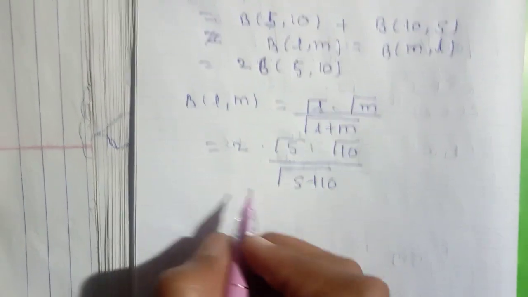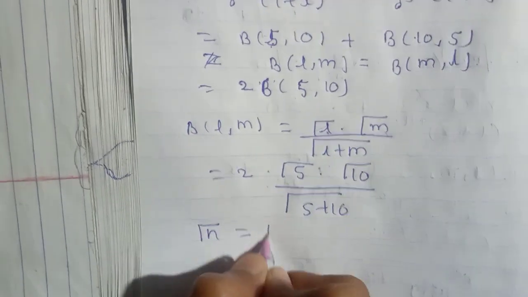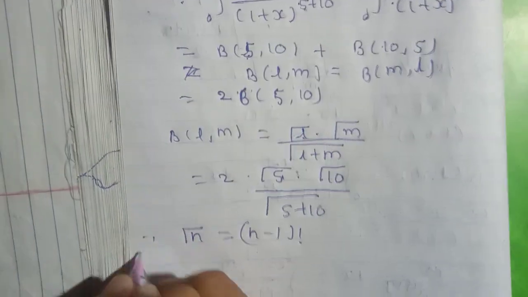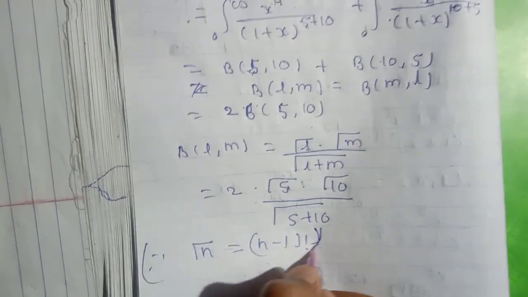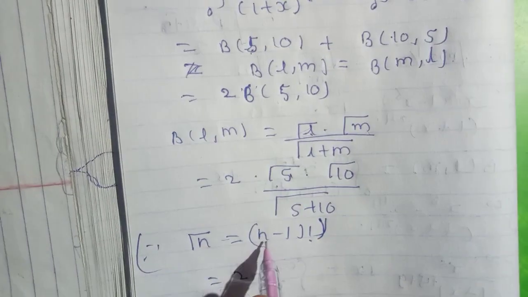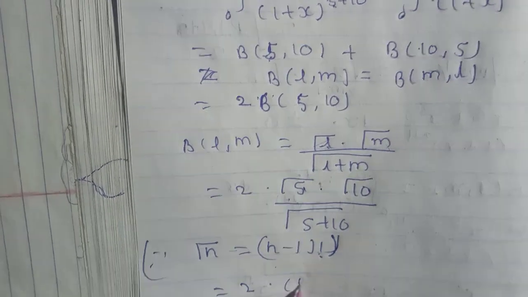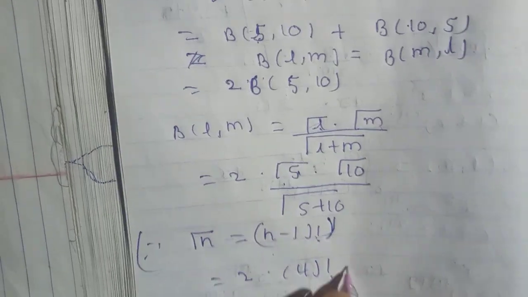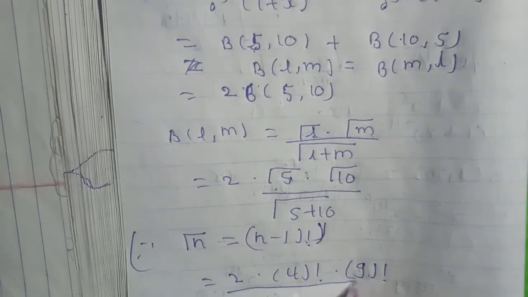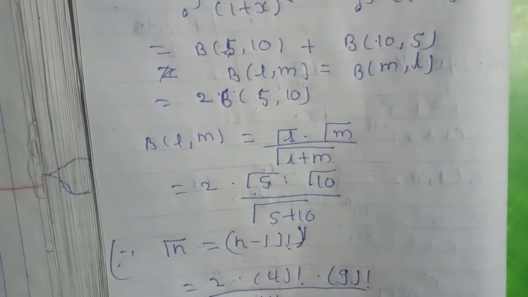Then for gamma's value, we know the formula: gamma of n is equal to n minus 1 factorial. We have to use this formula here. So 2 into, for 5, 4 factorial, into, for 10, 9 factorial, then divided by 5 plus 10, that is 15, so 14 factorial.